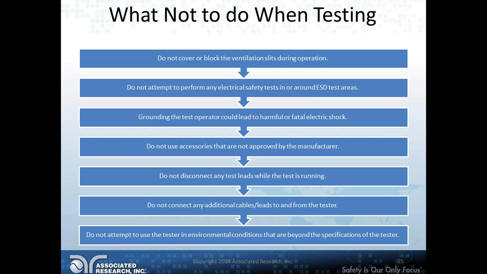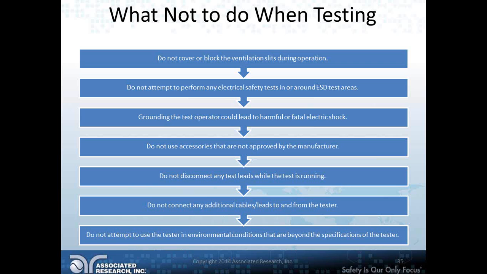Also, do not use accessories that are not approved by the manufacturer. Again, we provide accessories that are meant to be used with our products. And if you attempt to use any other accessory that you did not get from us, or it's not rated for our products, you're putting yourself at risk. So that should be avoided.